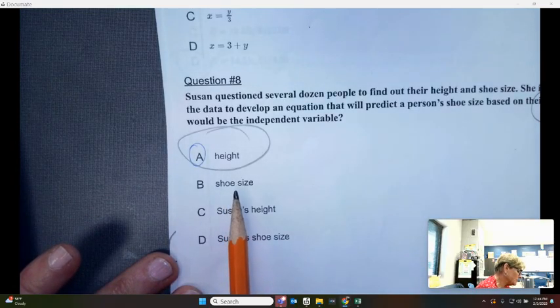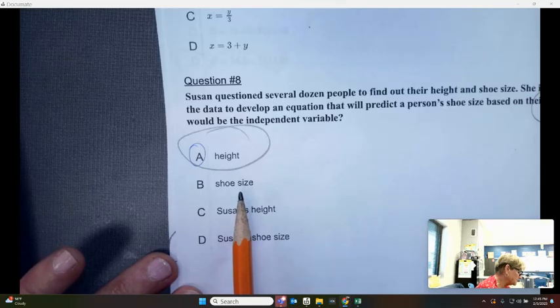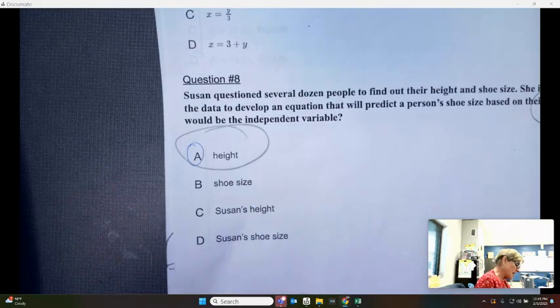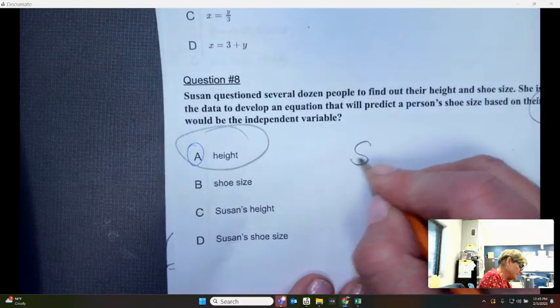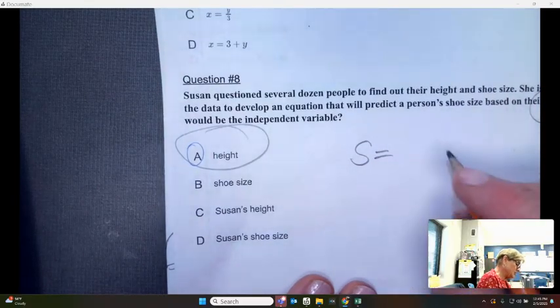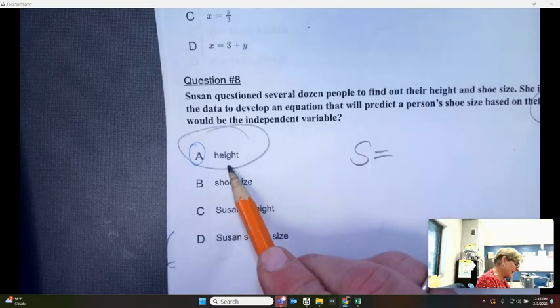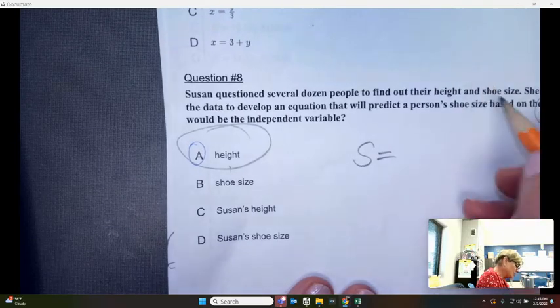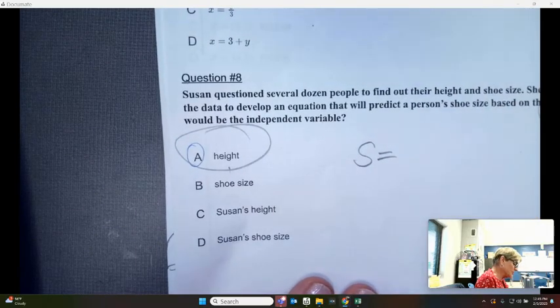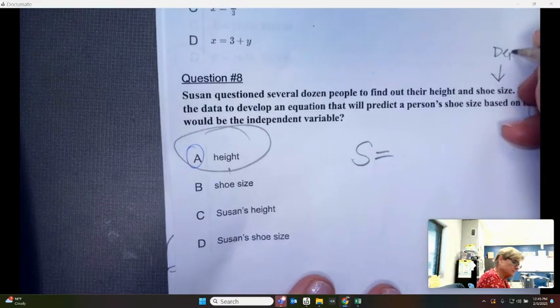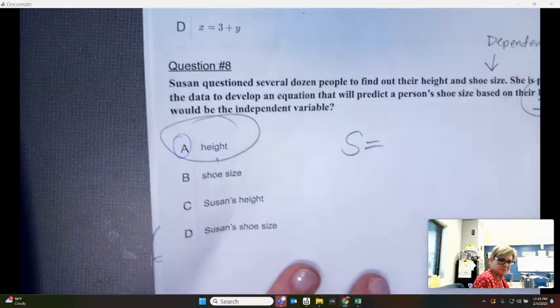and the shoe size will depend on how tall they are. Susan questioned several dozen people to find out their height and shoe size. She's planning on using data to develop an equation that will predict a person's shoe size based on their height. So the shoe size equals whatever they're going to do to the height. What would the independent variable be? The independent variable would have to be the height because you're trying to get the shoe size. That's what everything needs to equal, so that's your dependent. The shoe size depends on the height.